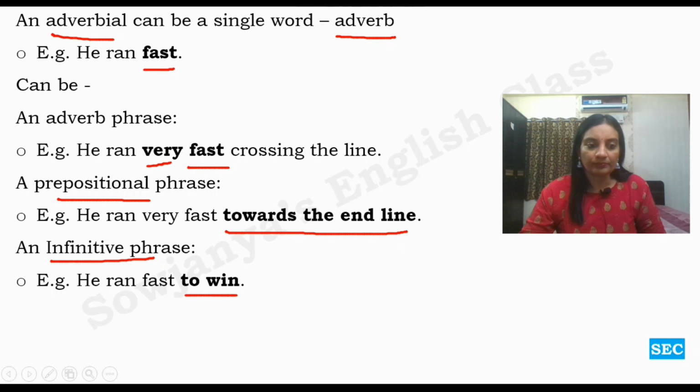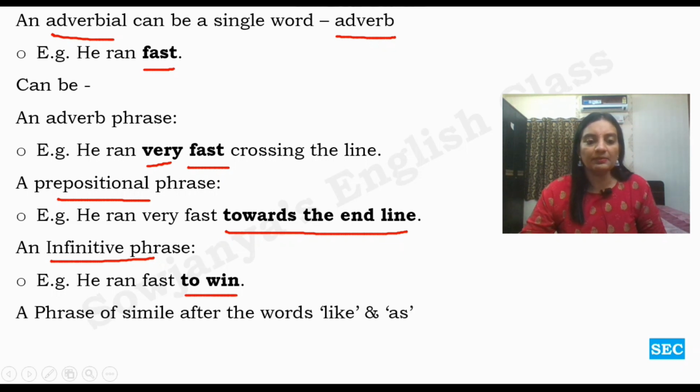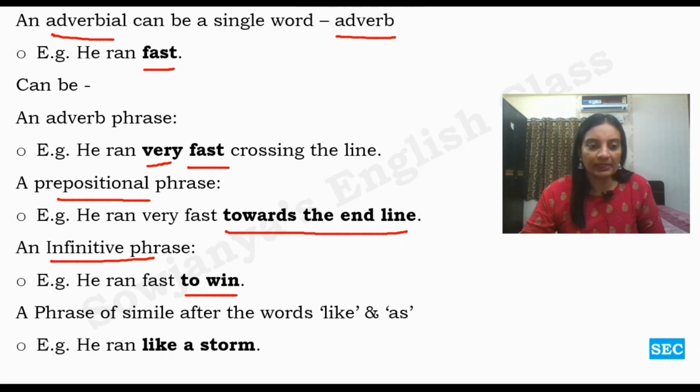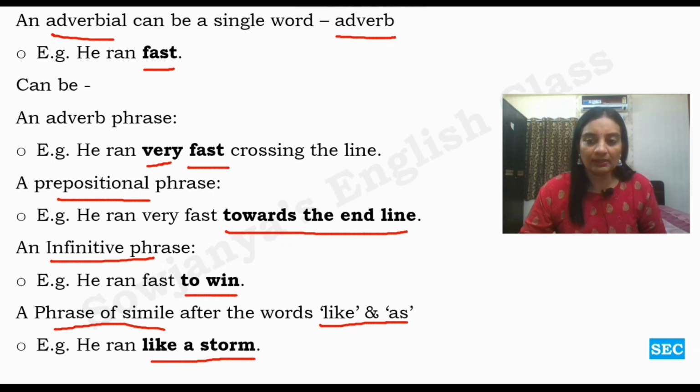And then a phrase of simile after the words like and as. Simile is a figure of speech. For example, he ran like a storm. So an adverbial can be used with a phrase of simile as well after the words like and as. Look at the given example. He ran like a storm. How did he run? Like a storm. A comparison is happening here.